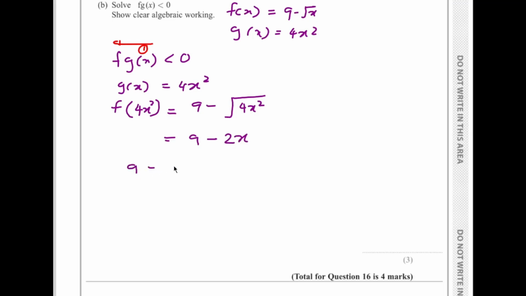Now we have to solve this inequality. 9 minus 2x is smaller than 0. Then I'm sending this 2x to this side. So 2x is greater than 9. I need to get x. So x is greater than 9 over 2.